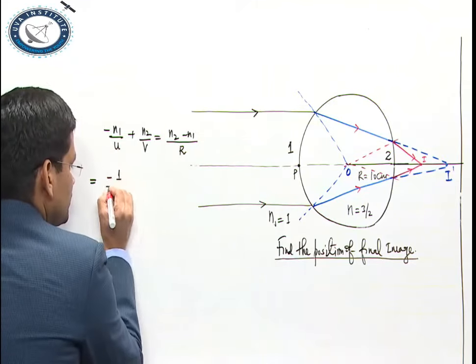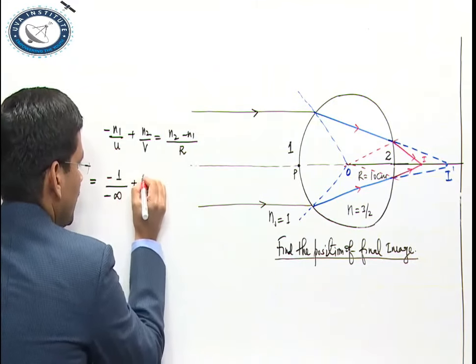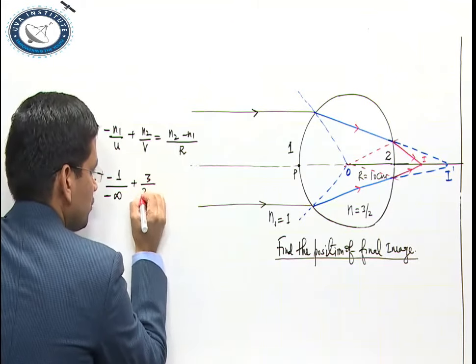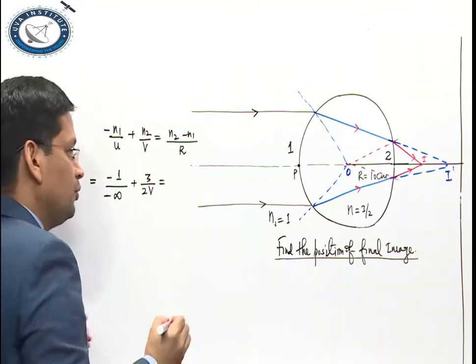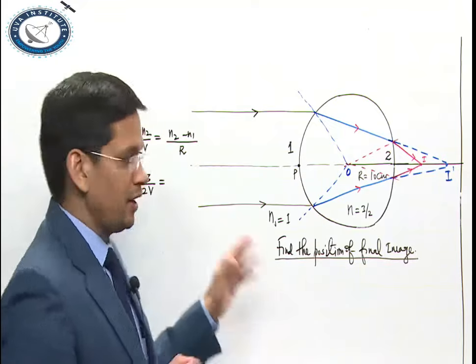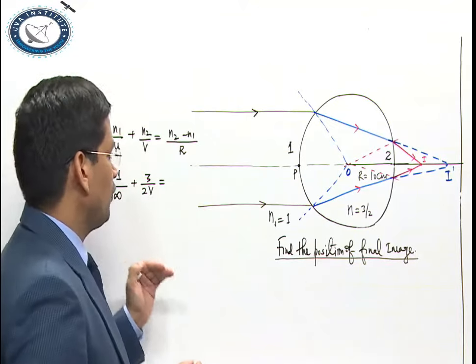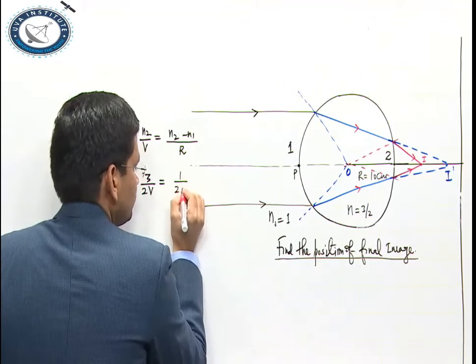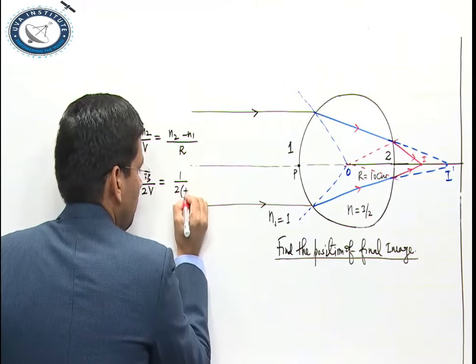So u is minus infinity, plus n2 is given to me, which is 3 by 2, 1.5. So this is 3 by 2 into v, is equal to n2, where the image is formed, again 3 by 2, minus 1. So 1.5 minus 1 is 0.5, so it will be 1 by 2R. And this R will be plus 10.